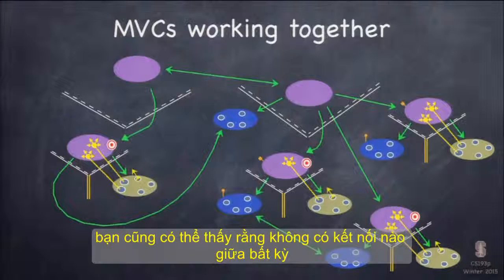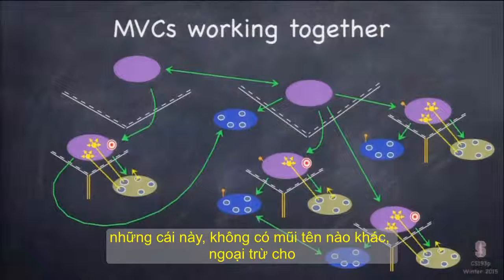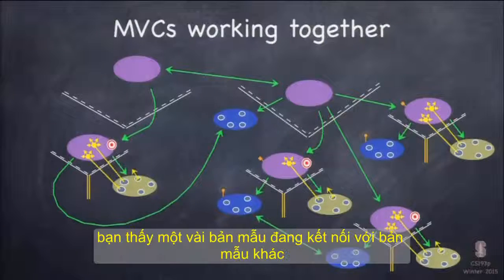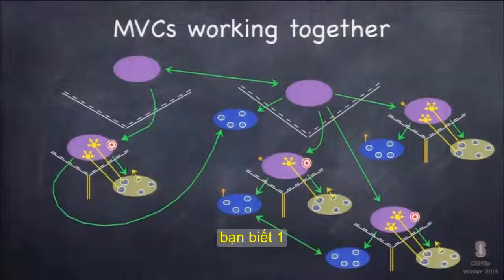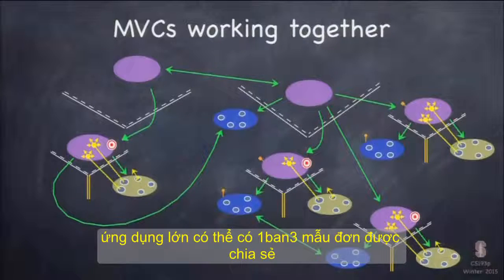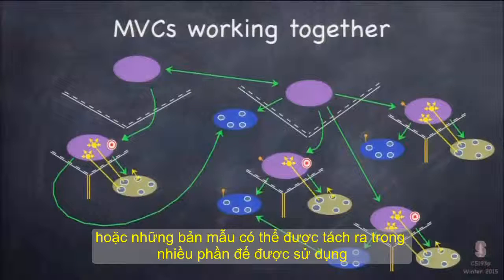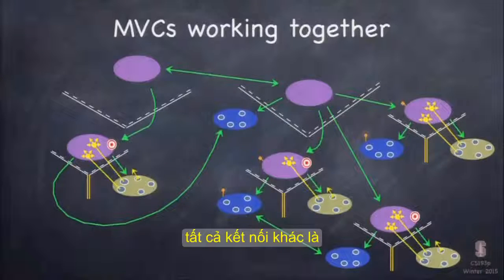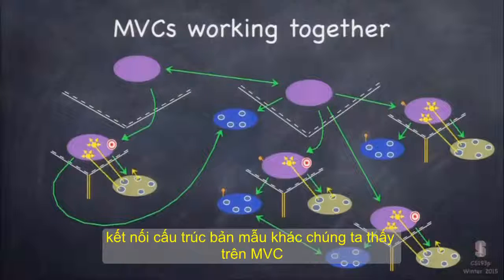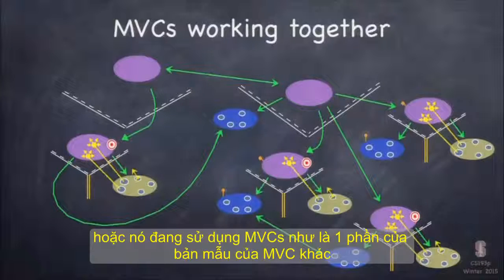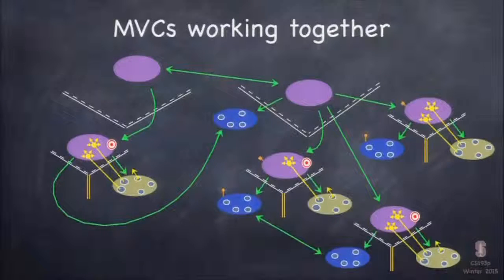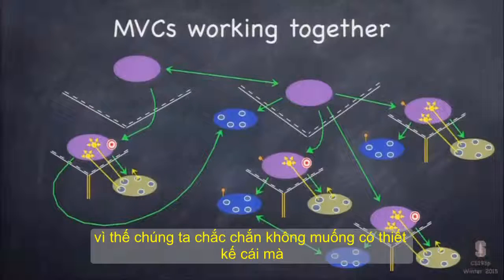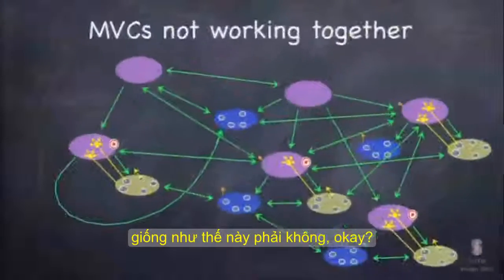You can also see that there's no other arrows except for some of the models. You see some of the models are communicating with each other. You know, a big application might have a single shared model, or the models might be split off into pieces to be used by sub MVCs. But that's the only kind of communication you have there. All other communication is either the structured view communication we saw in MVC, or it's using MVCs as part of the view of another MVC. Any question about that?